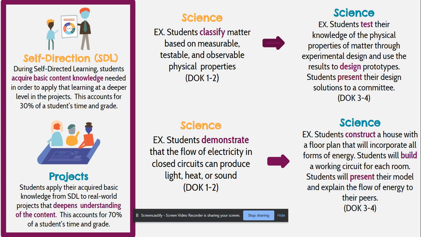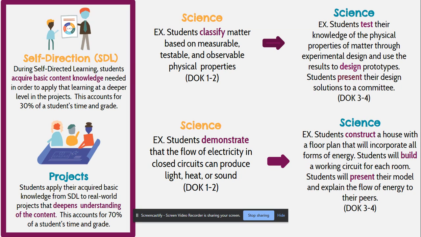So this slide shows how projects in the course align to the focus areas in the course. As you can see, as an example, for student self-directed learning time, we have an example of students classify matter based on measurable, testable, and observable physical properties. And then students will test their knowledge of the physical properties of matter through experimental design and use the results to design prototypes. Students present their design solutions to a committee within their project.